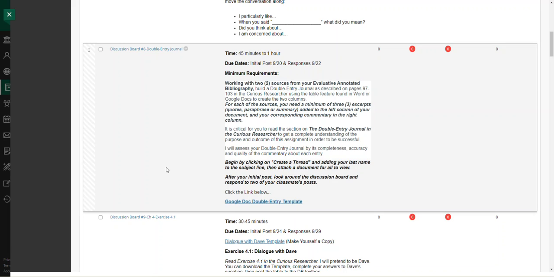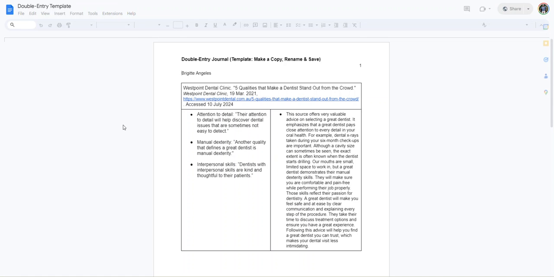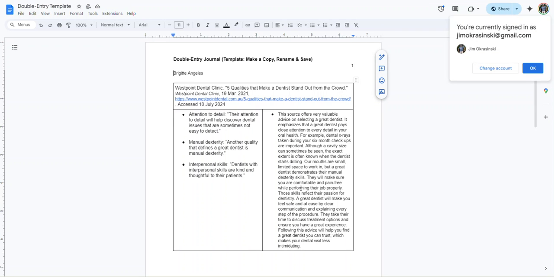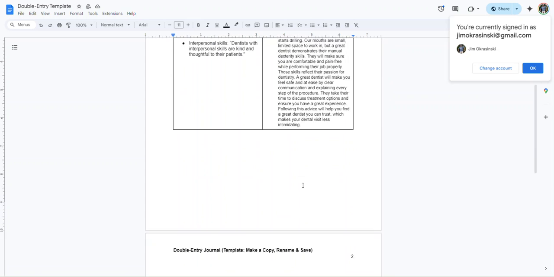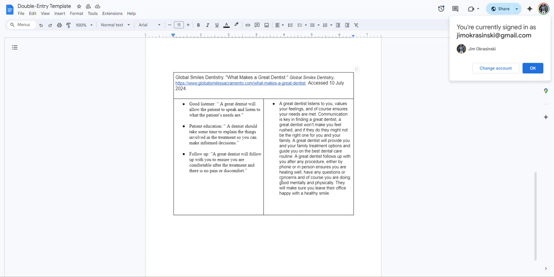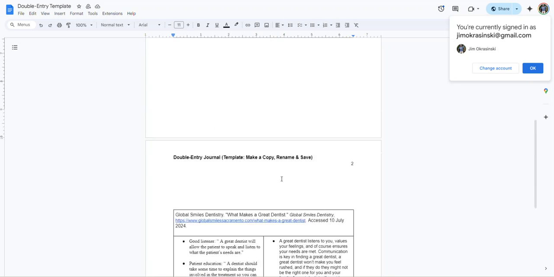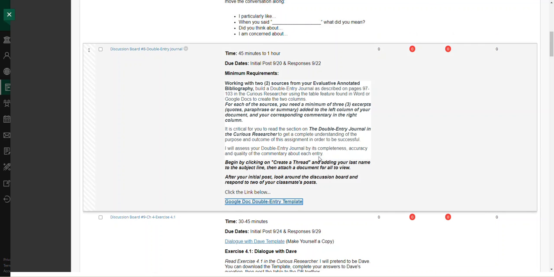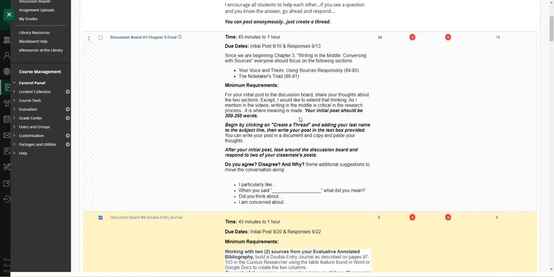There is a template here. I think Ballinger does a really good job of explaining what the double entry does. Hopefully this link will open for me. There you go. Here's a template you can use. You can just eliminate some of the text here and use the table format that's designed here. It also serves as an example. So let me close that out. So that's the double entry later in the week.